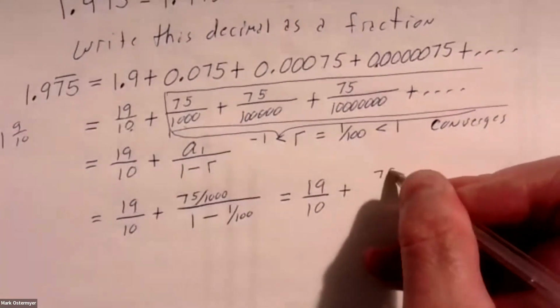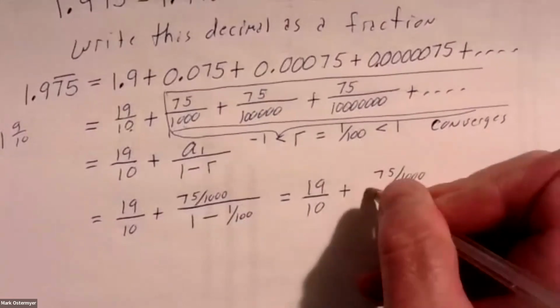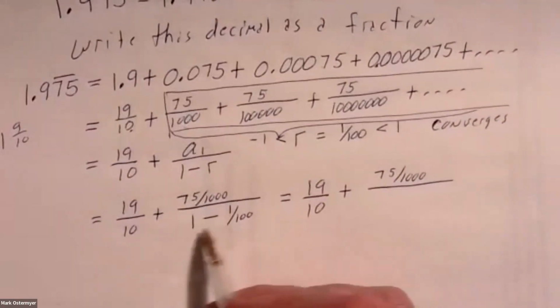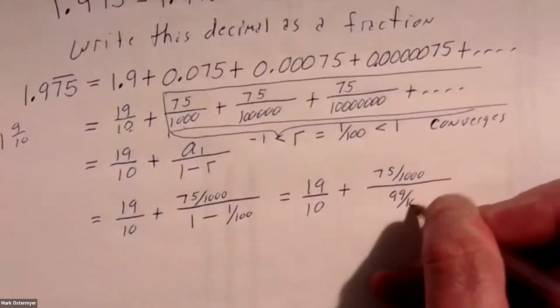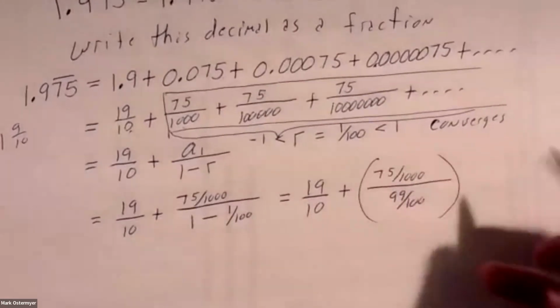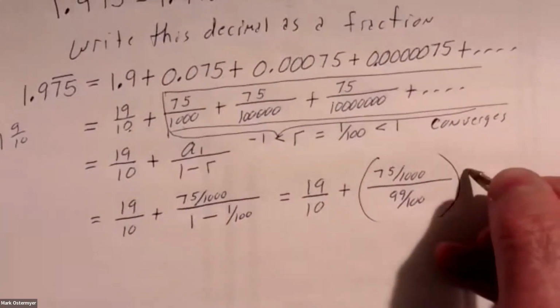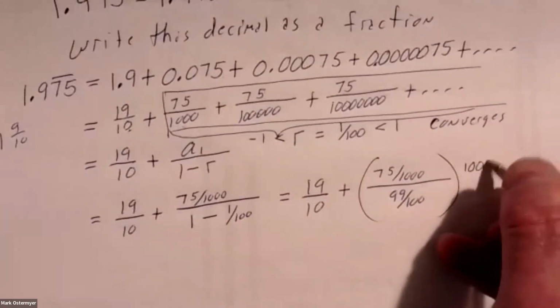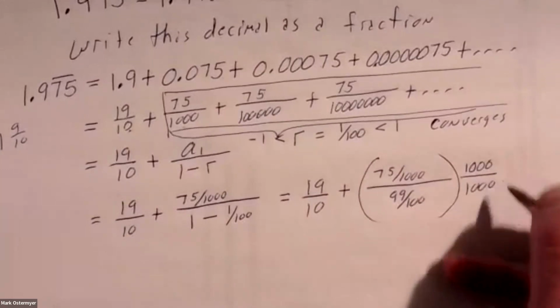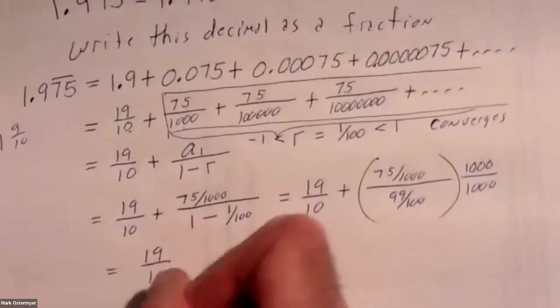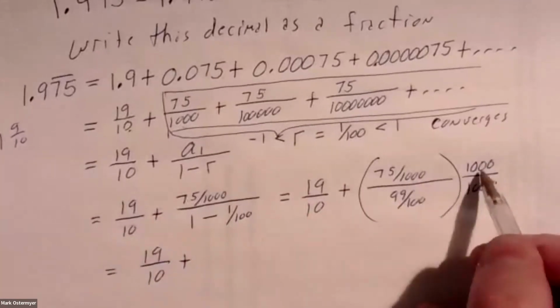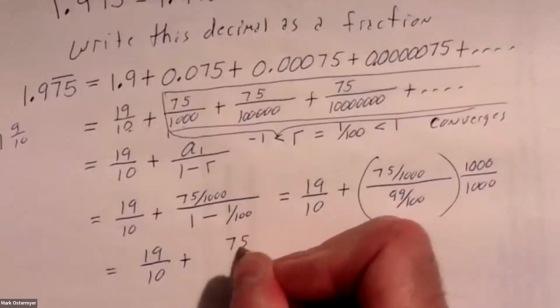This is going to be 75 over 1,000. And 1 minus 1/100th is 100 hundredths minus 1/100th, which is 99 100ths. This is the complex fraction. You could multiply top and bottom by the common denominator, which is to say multiply top and bottom by 1,000 to simplify this down to a simple fraction. Therefore, we have 19/10 plus, this is going to be just 75.